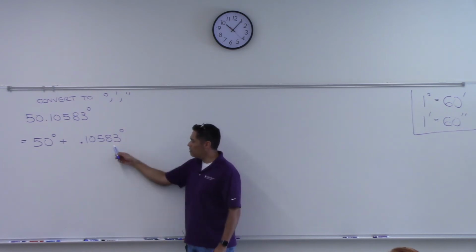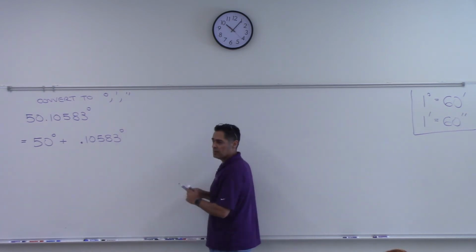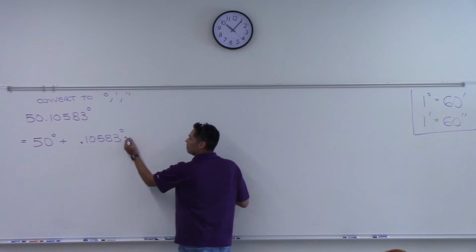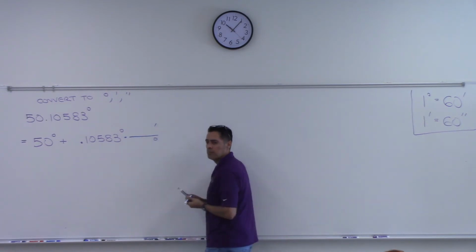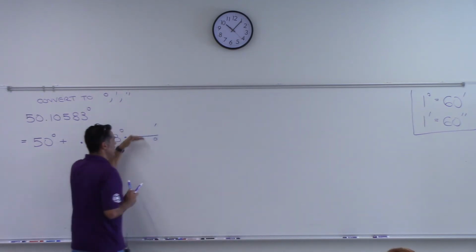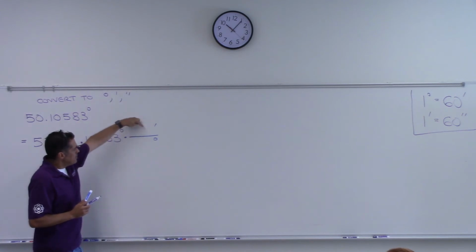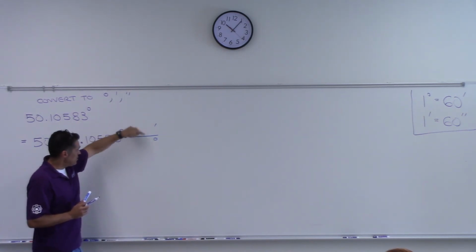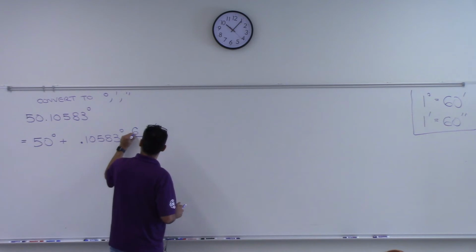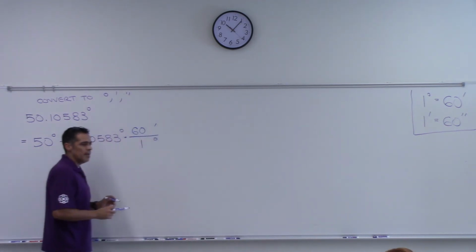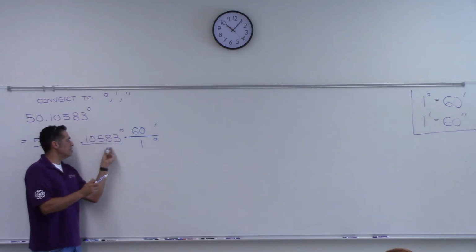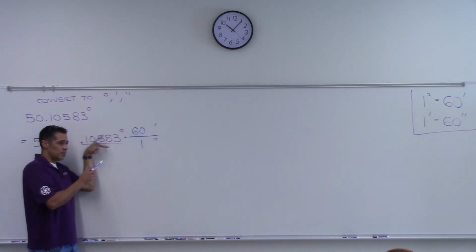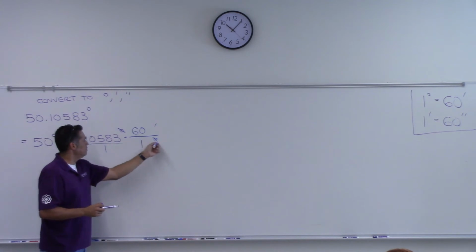Okay, let's try and turn this into minutes. So I'm going to have to multiply this, right, by something to make the degrees go away. So I want degrees on the bottom, and I want what on top? Minutes. What's the conversion factor with this? 60 over 1, right? So 60 over 1. And what we're doing here is treating this like two fractions, and we're multiplying straight across. And the degrees are going to cancel.